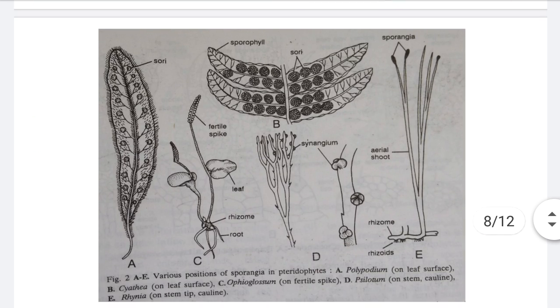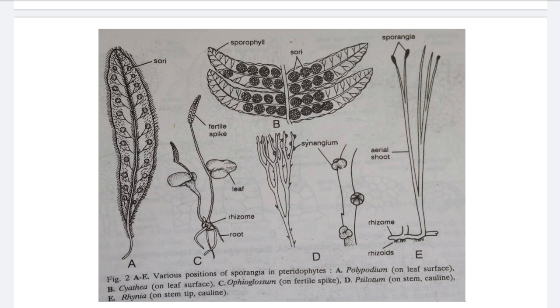Now see here the photograph. The photograph shows different types of sporangia developed in the pteridophytes. In diagrams A and B, on the leaves sori develop. Sori is nothing but a union of sporangia, and in the sporangia spores develop.